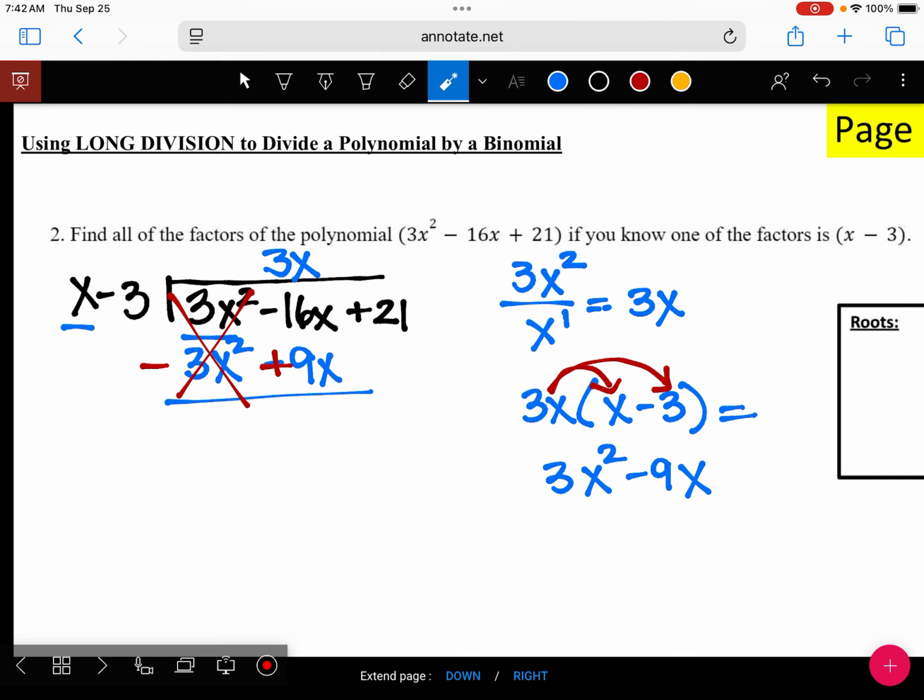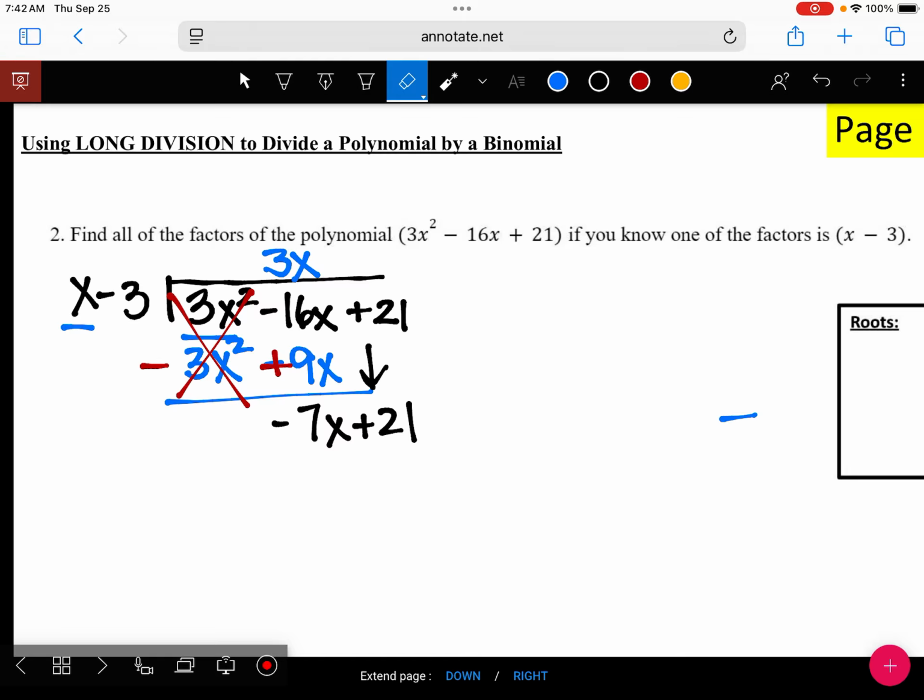So what do you all get? Negative 7, good. So we have a negative 7. So now we're going to repeat this one more time. Bring down the 21. And then just to save space, I'm going to have to take mine away. So I'm going to repeat it. Now my first term is negative 7x.